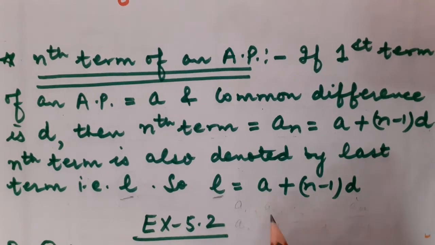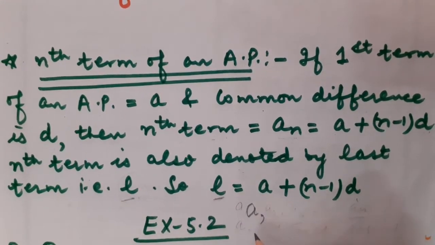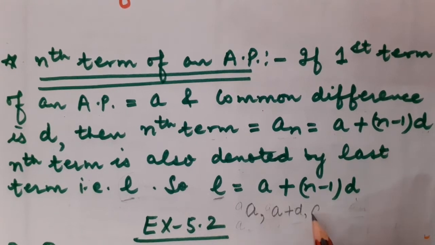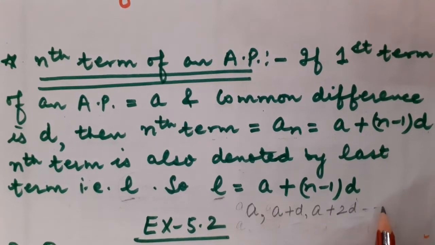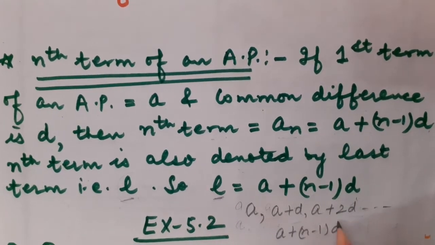Let us take one example related to it. For example, if I am going to write the very first term, that is A. Another term will be A plus D. Using the generalized form I am writing it. Another one will be A plus 2D and so on. So what would be the nth term? That will be A plus (n minus 1) into D.